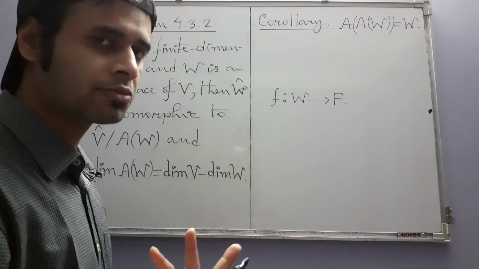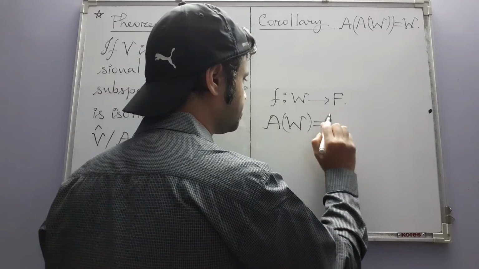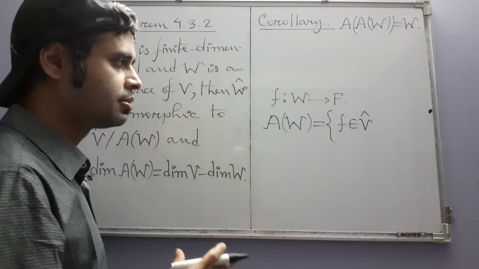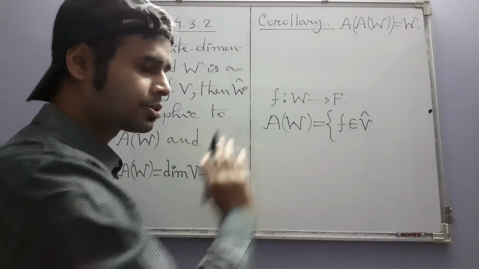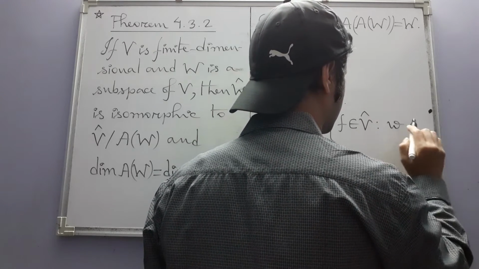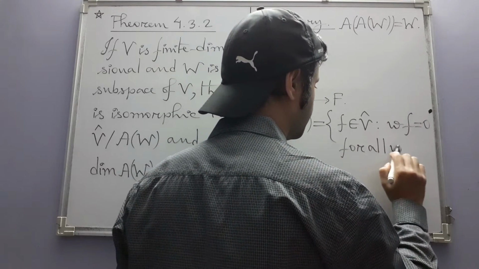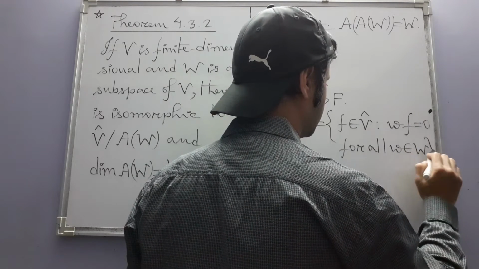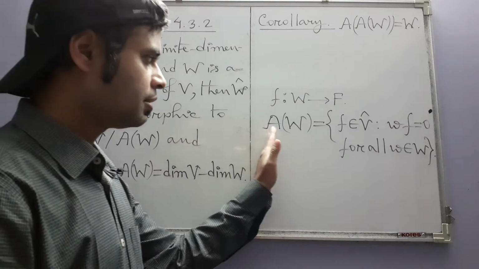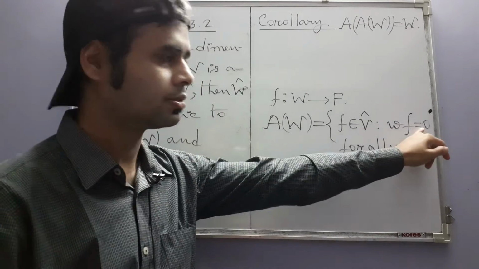So let's recall also briefly what annihilator is. The annihilator of W is by definition the set of those linear functionals in V, that means those elements in the dual space of V, such that Wf is equal to 0 for all elements W in W, where Wf of course is the F image of W. That means this A of W consists of those linear functionals on V which annihilate W totally in this sense.